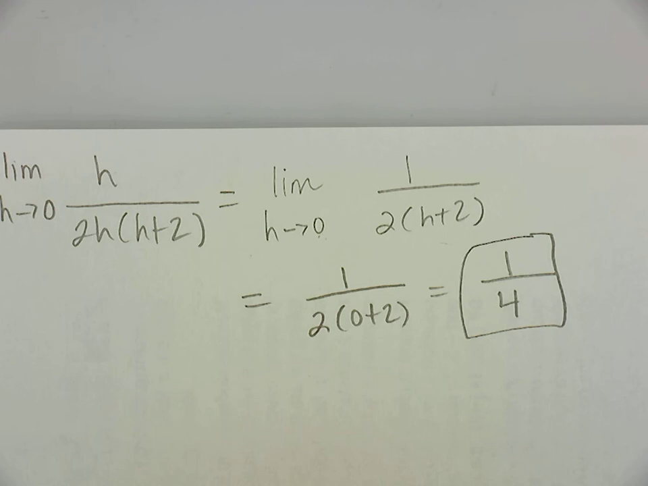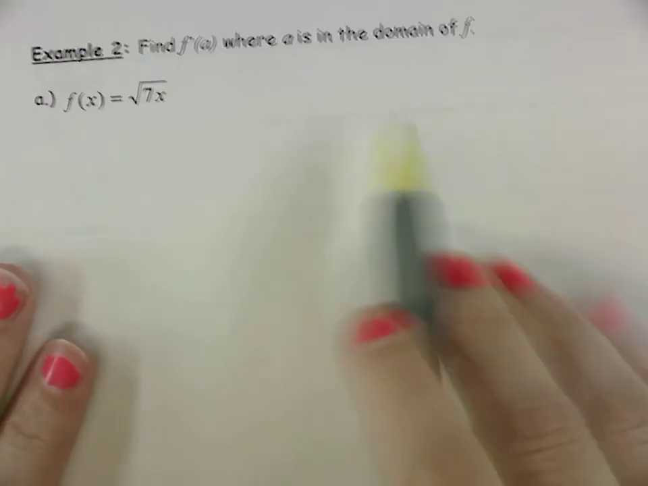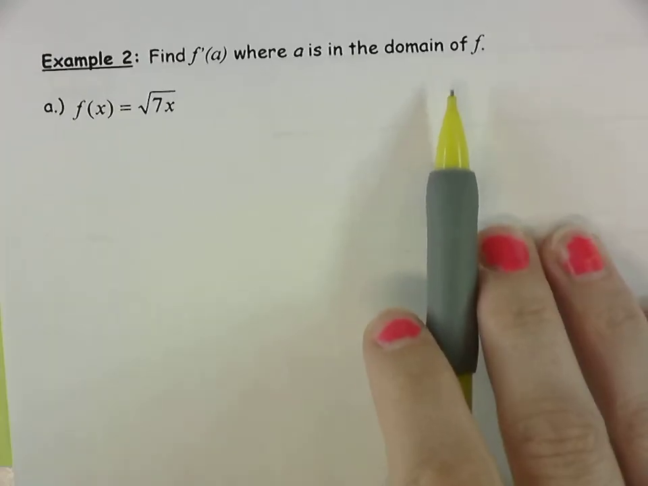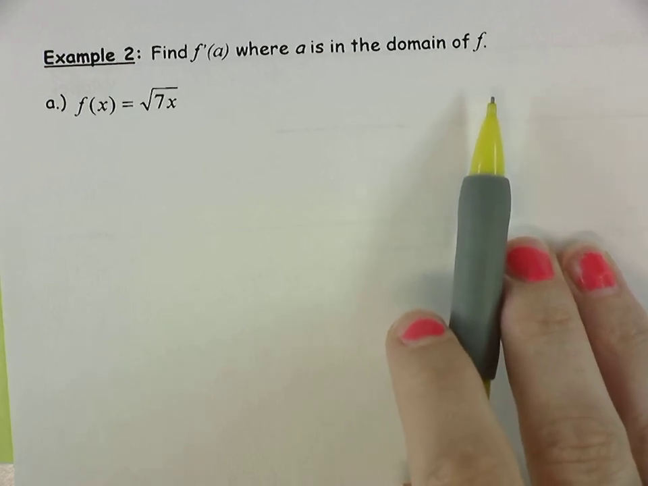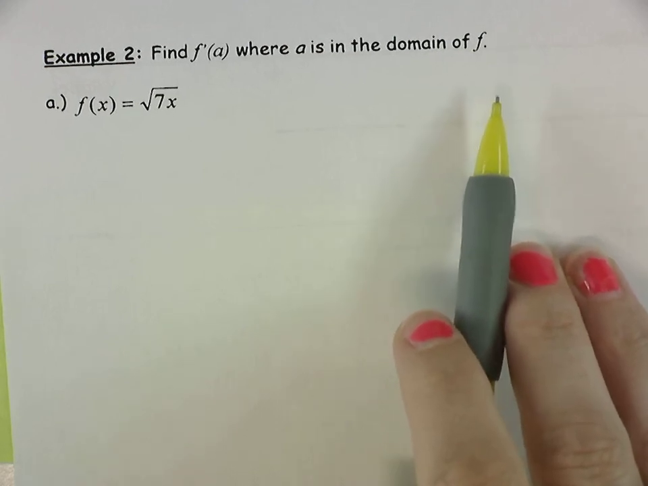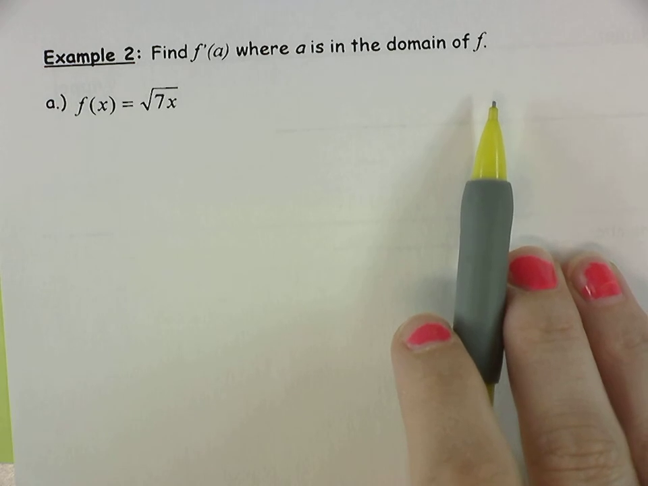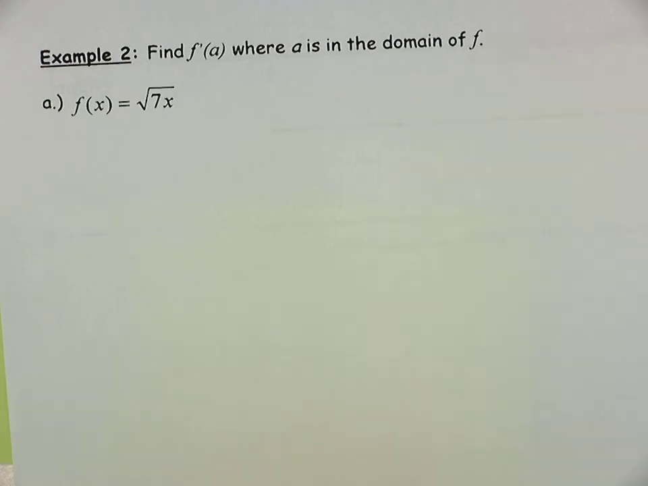All right, let's flip it over. Let's keep it moving. So on the back page, it says that we're going to find f of a where a is in the domain of f. So I like this because it's all algebra, but that means you aren't going to be plugging in any numbers, so you're going to be dealing with expressions.